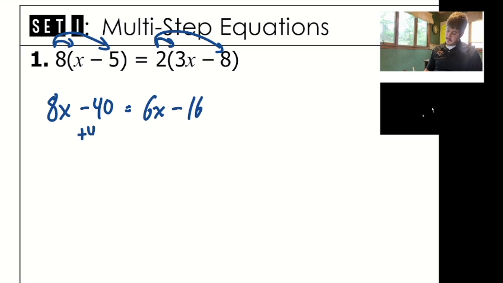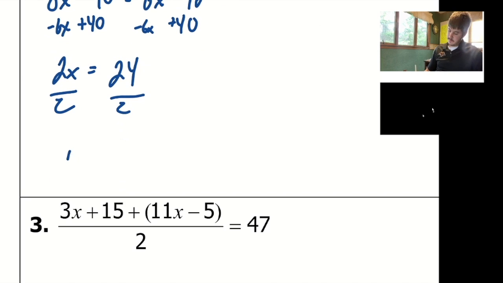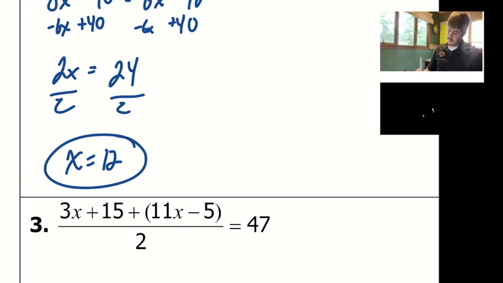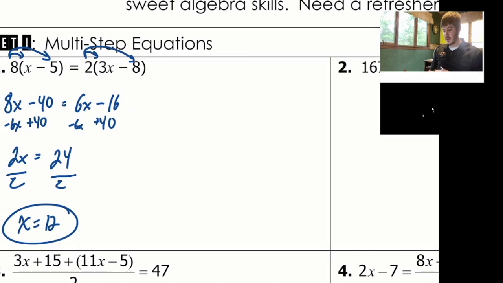We're going to add 40, subtract 6x from both sides. Hopefully you're okay with me doing 2 things at once, doing the x's and whole numbers simultaneously. We get 2x equals, what was this, 24? And then we can divide both sides by 2, and we get x equals 12. So really just distribution, the most important thing we can see there.